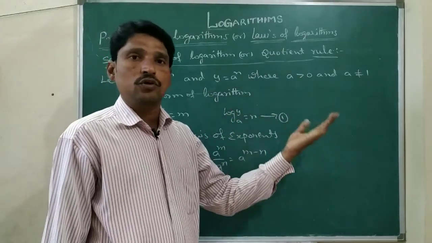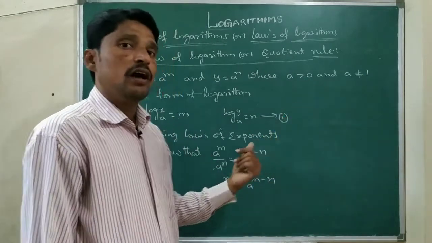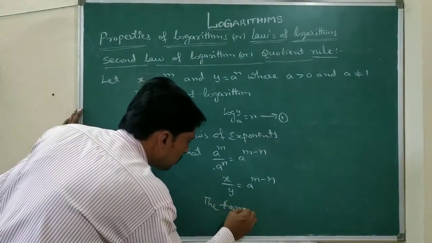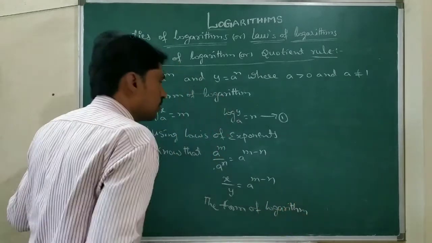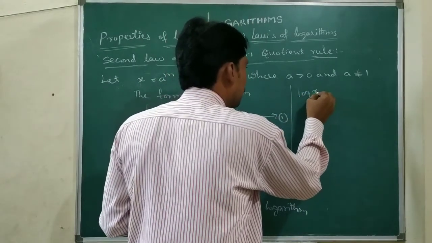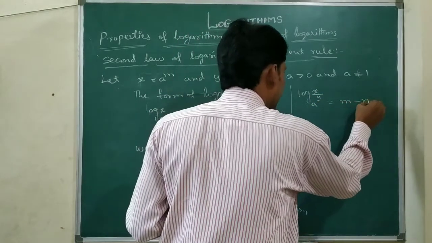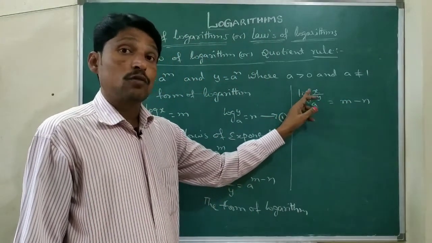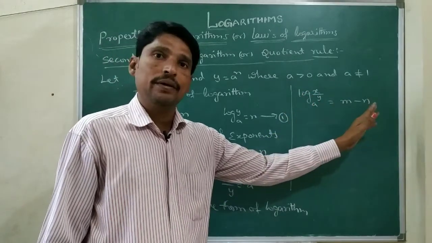So the base we are transposing to the other side. What can we get? Once you recall, yes, the logarithmic form we are getting. So the form of logarithm: here I am taking log x by y to the base a equal to m minus n. Log x by y, not xy.